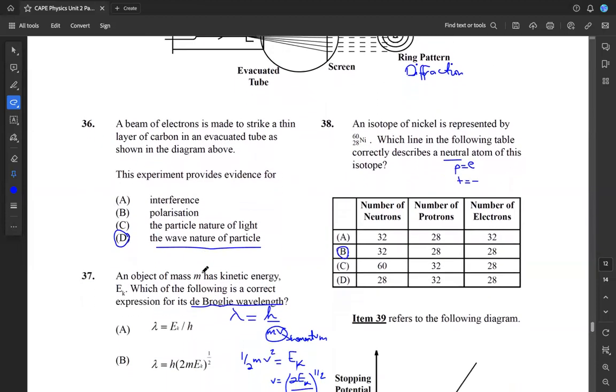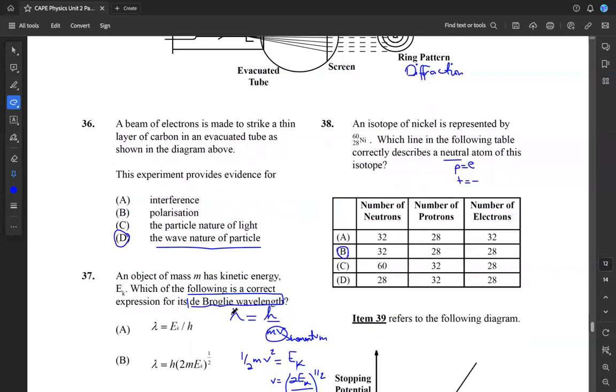All right, so 37 now. An object of mass M has kinetic energy EK. Which of the following is a correct expression for its de Broglie wavelength? So this de Broglie wavelength, we have to know what the definition of a de Broglie wavelength is first of all.